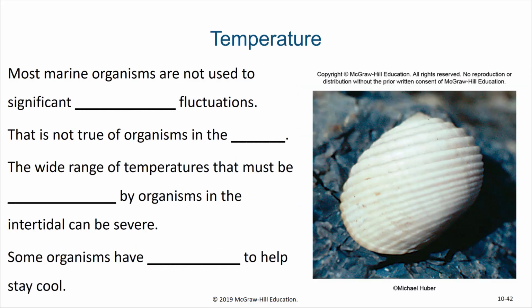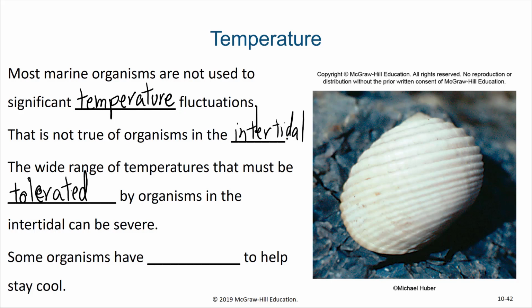Most marine environments are marked by very stable temperatures, but that's not the case for the intertidal. Most marine organisms are not used to significant temperature fluctuations. Yet again, this is not true for organisms in the intertidal. The wide range of temperatures that must be tolerated by organisms in the intertidal can be severe, and so only those organisms that can handle these temperature fluctuations will continue to be found there.